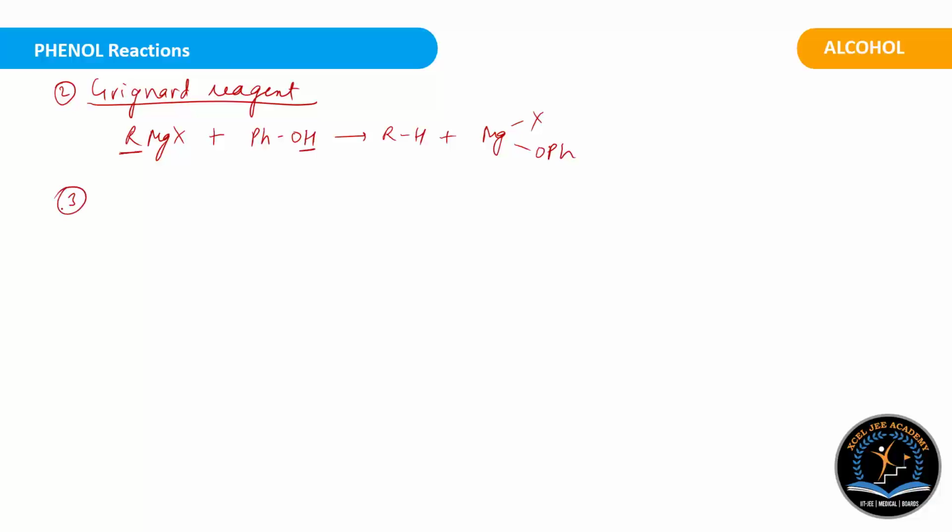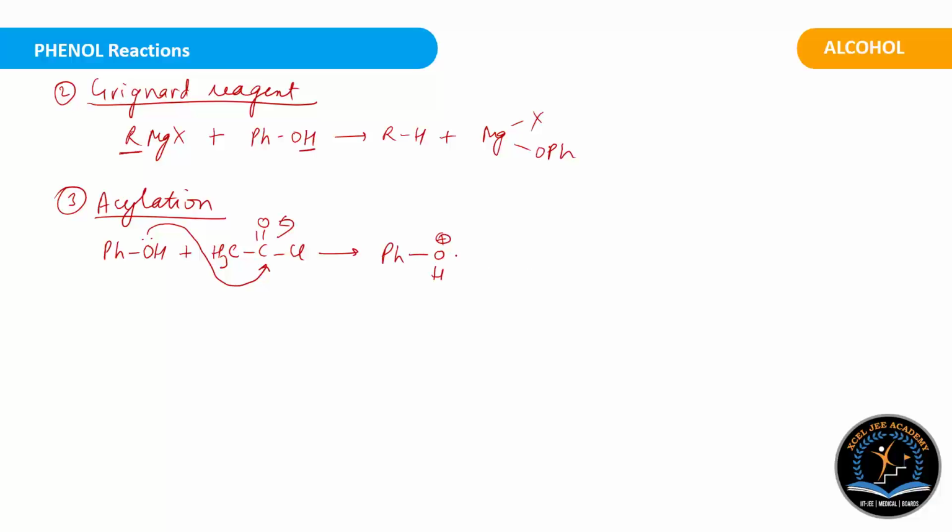Then the next one is referred to as the acylation reaction. In the acylation reaction we have phenol, PhOH, along with CH3C=O Cl, which is an acid halide. The oxygen lone pair will attack this carbon and this bond will be opened. Therefore it will become PhOH with a positive charge, connected to CO minus, chlorine, and then CH3.